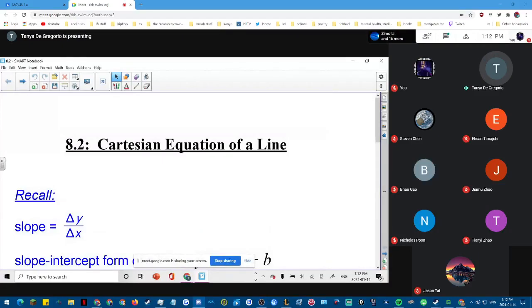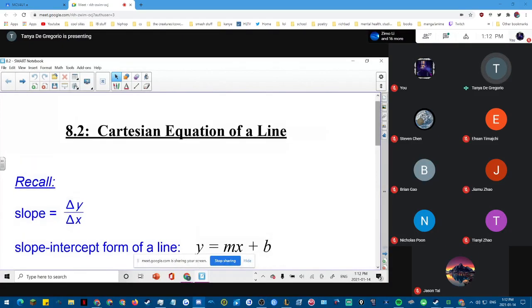So, Cartesian equation of a line. Cartesian equation of a line just means standard form. Okay, so Cartesian equation of a line means we want it in standard form.